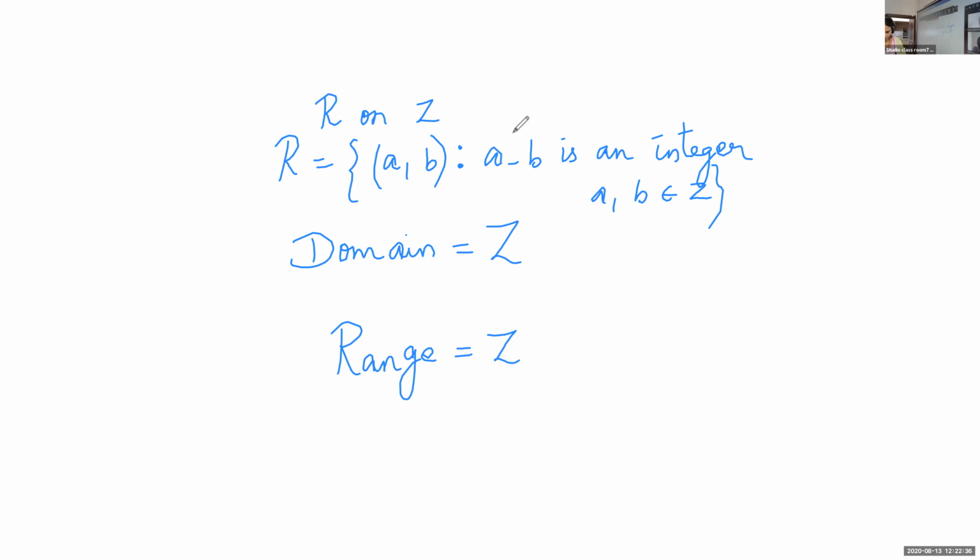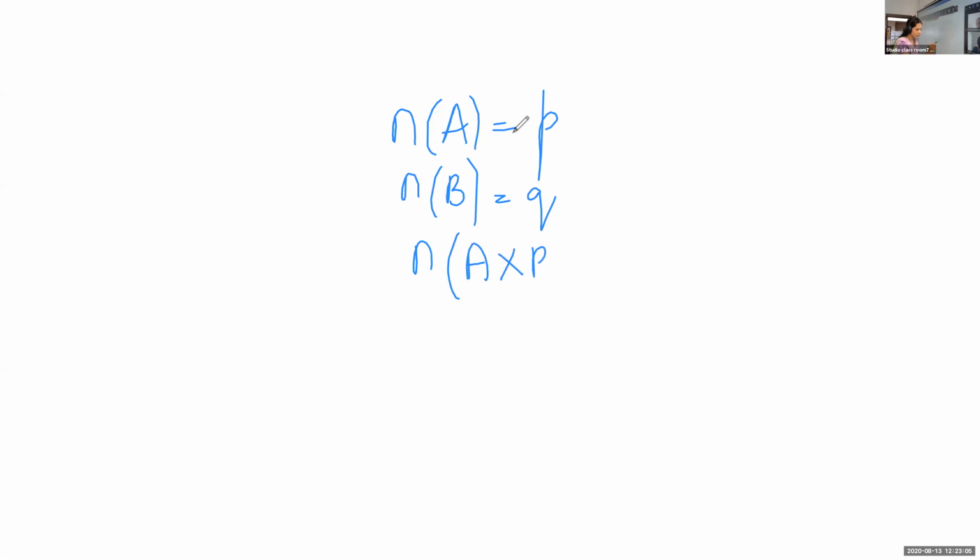Write the next one. So next we are going to learn one formula. Now listen. Let A be a set containing P elements and B be a set containing Q elements. N of A is P and N of B is Q. Can you give how many elements will be there in A cross B? Cartesian product.